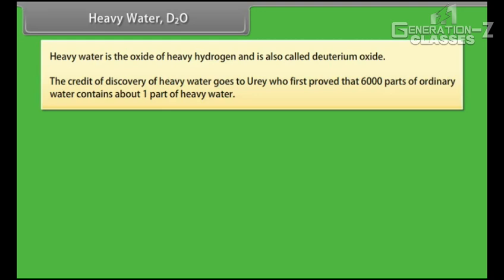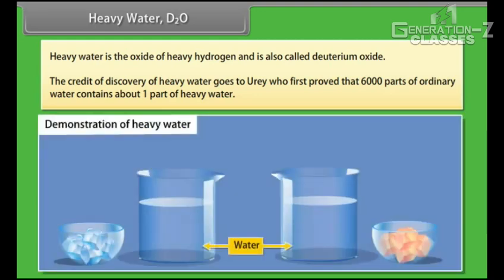Demonstration of heavy water. Firstly, take 2 beakers filled with water. Drop an ice cube which is blue in color in the first beaker and see that ice floats on water. In another beaker, drop another ice cube which is red in color of heavy water, D2O. You will see that the ice cube sinks in the water. This is due to the fact that deuterium is a heavier isotope than hydrogen and it changes physical and chemical properties of water.